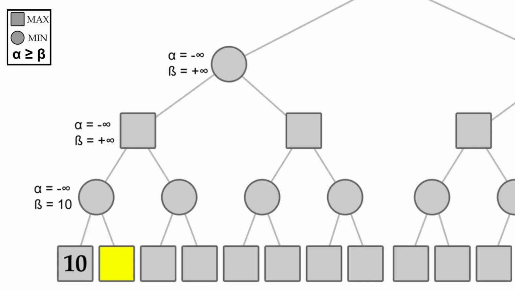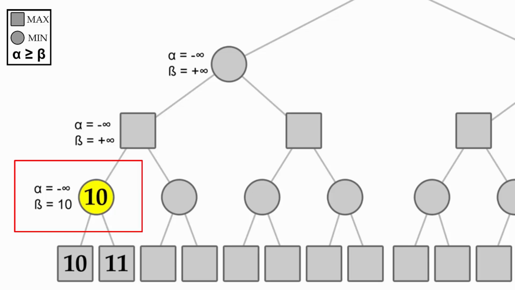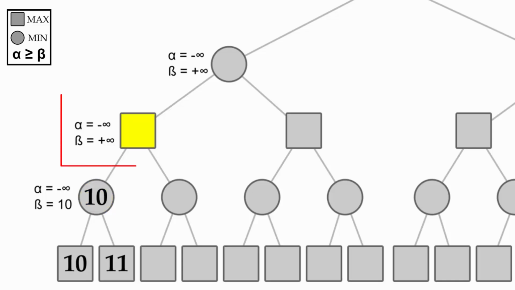Once we reach the next terminal node, we calculate the heuristic value. We get an 11. Next, we'll backtrack to the parent min node. Because 11 is not less than 10, beta does not change, and 10 will be assigned as the value of this min node. Now we return with the 10 to the parent max node. And we set the max node's alpha value to 10 because we know that the value of this node must be 10 or greater.